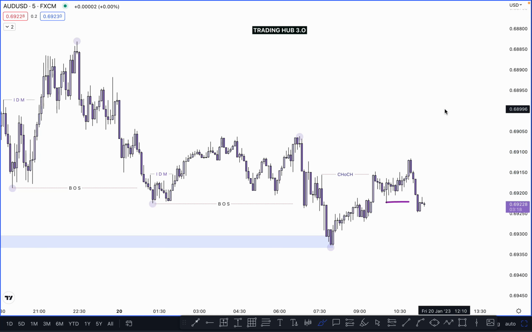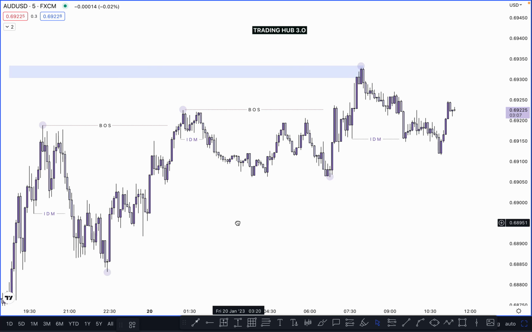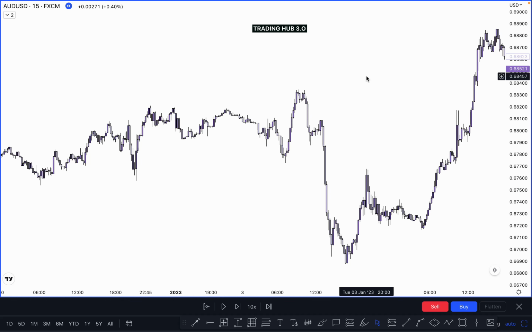So this is just explanation of how you can identify. I hope you understand how you can identify inducement and change of character, and which criteria you should follow to confirm inducement and to confirm change of character. And this video definitely helps you understand making the higher high, marking the higher low, to confirm break of structure, everything.